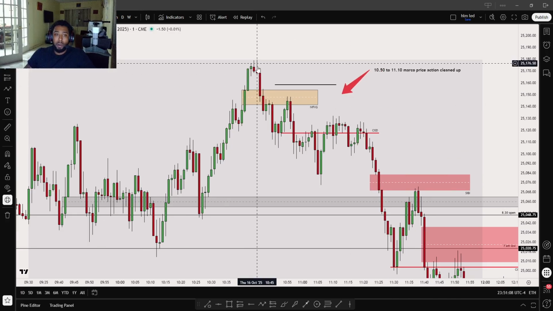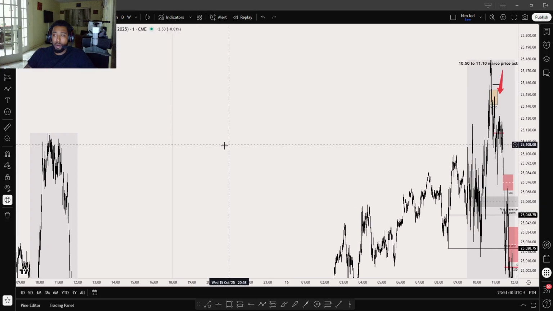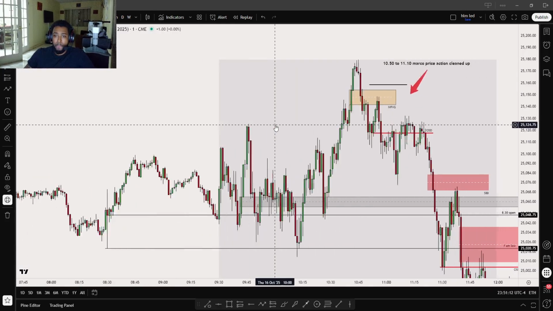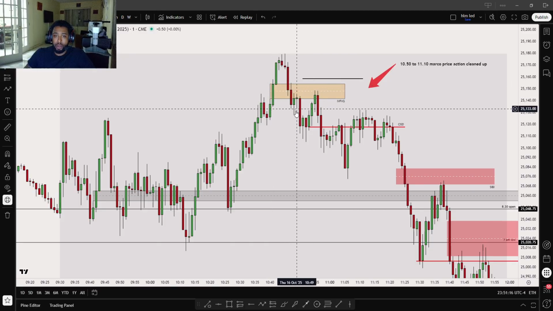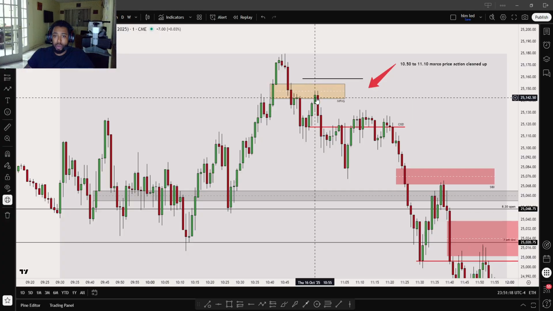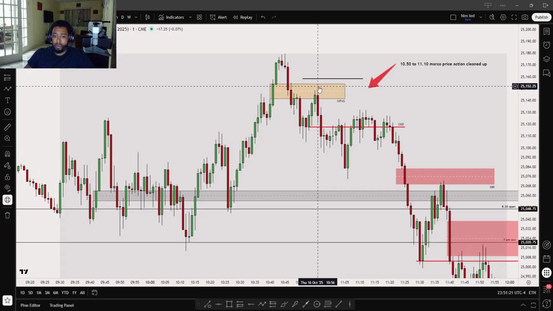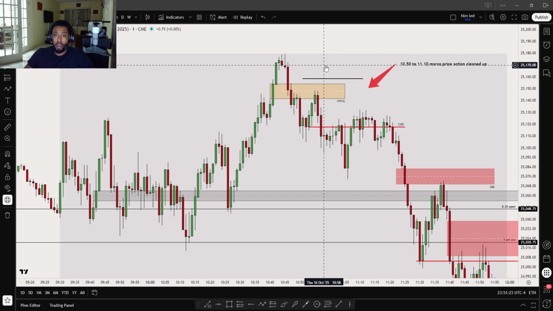So anyways, we come up, we sweep out these highs right here. Come back down. This is a bullish fair value gap. You see how it comes below. It gets used as an inverse, right? It's the macro time. It's 10:50. So you see what happened?